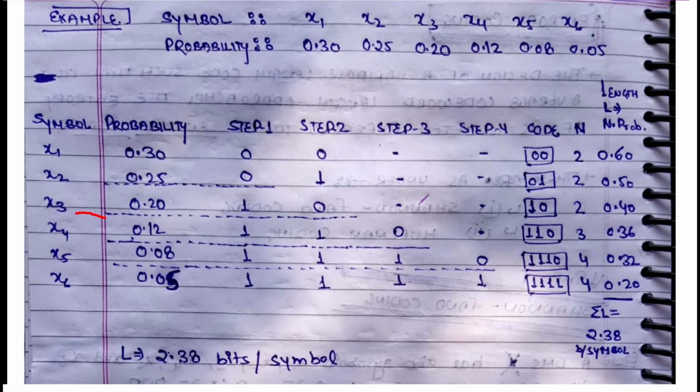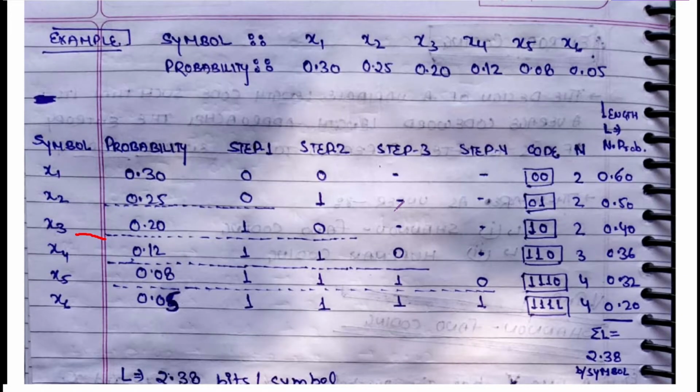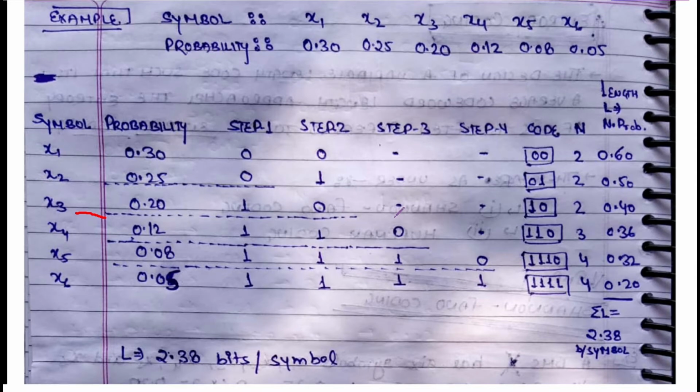So this is a numerical based on the Shannon-Fano algorithm. Of course, we can do this numerical using Huffman also, and we will do that eventually. So in this question, we have 6 symbols, and their probabilities have been given, and we have to use the Shannon-Fano algorithm to determine the coding scheme.